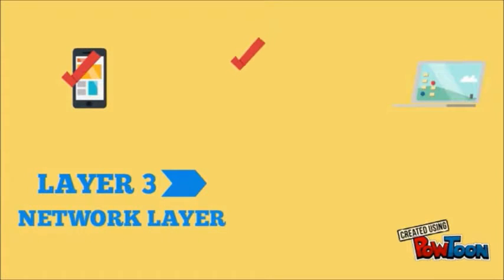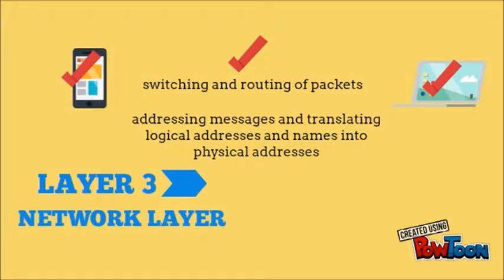Layer 3. The network layer is responsible for addressing messages and translating logical addresses and names into physical addresses. This layer also determines the routes from the source to the destination computer. It determines which path the data should take based on network conditions, priority of service, and other factors. It also manages traffic problems on the network, such as switching and routing of packets and controlling the congestion of data.